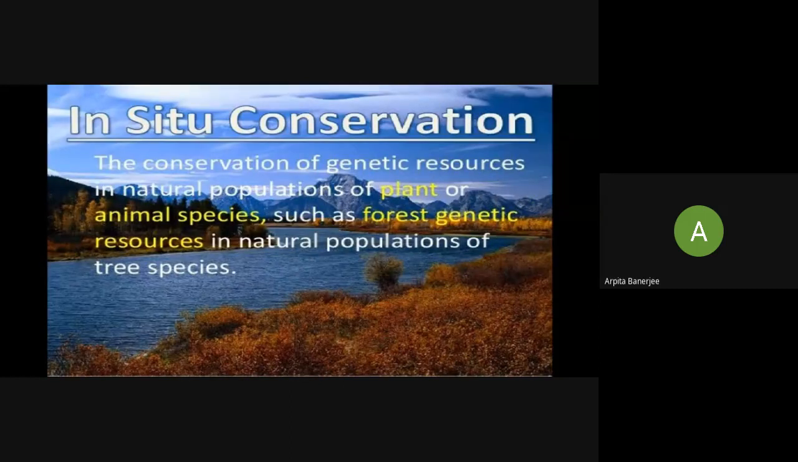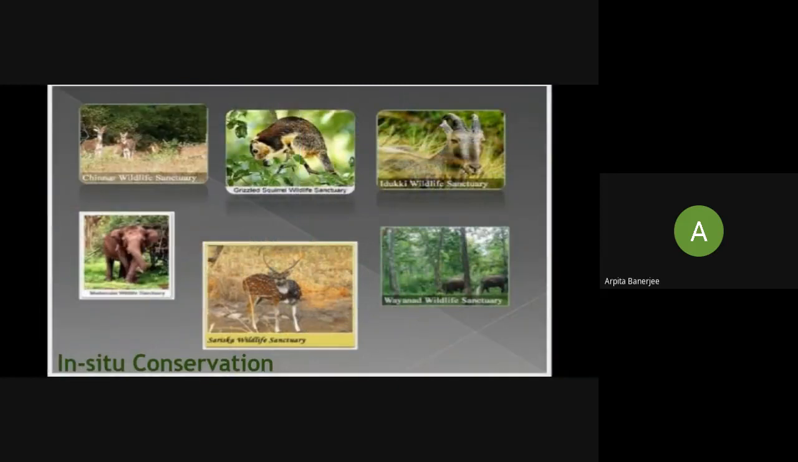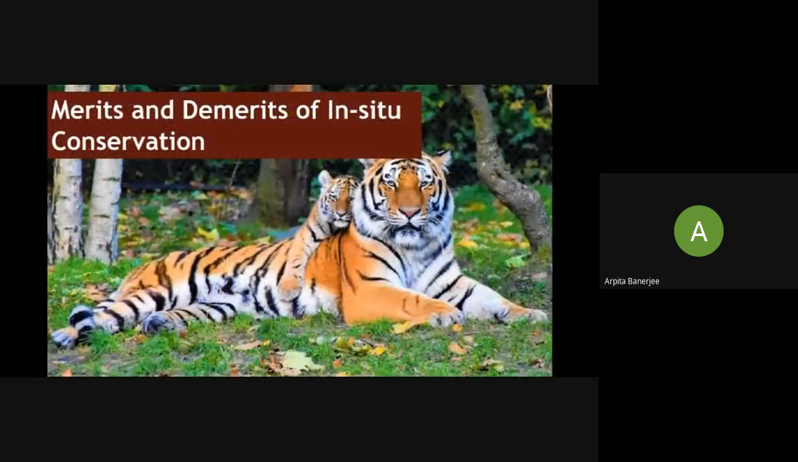First, we will discuss the in situ conservation. The conservation of genetic resources in natural populations of plant or animal species, such as forest genetic resources in natural population of tree species, or we may say a species that is reared in its own habitat. These are some images of in situ conservation. All of you can see that. And it has some merits and demerits.